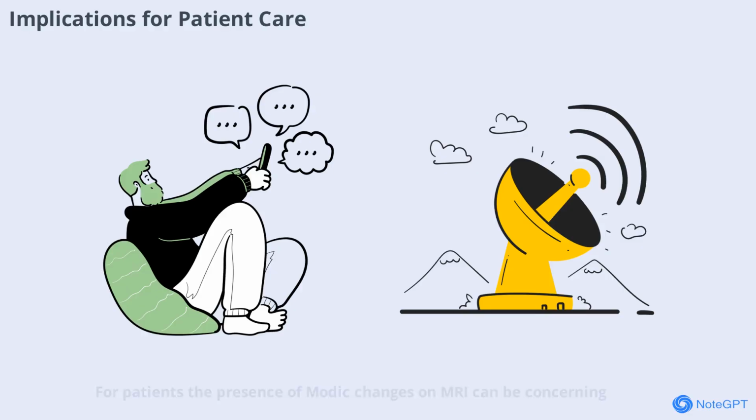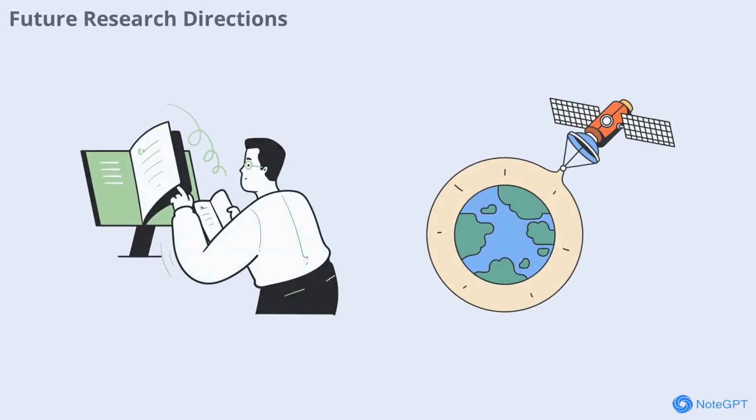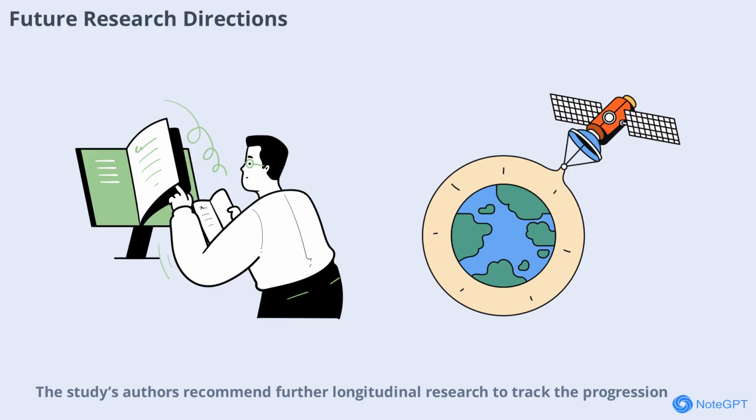For patients, the presence of Modic changes on MRI can be concerning, but it's important to remember that these findings are just one piece of the puzzle. Clinical symptoms, physical examination, and other imaging findings all contribute to a comprehensive diagnosis and treatment plan. The study's authors recommend further longitudinal research to track the progression of Modic changes over time and to clarify their clinical significance. Integrating imaging with biochemical markers and patient outcomes could lead to more personalized management strategies for degenerative spinal disorders.